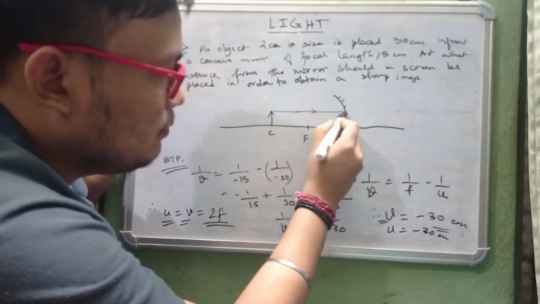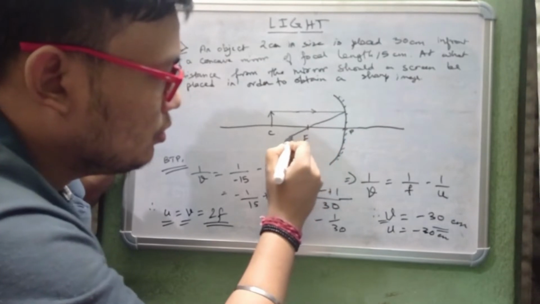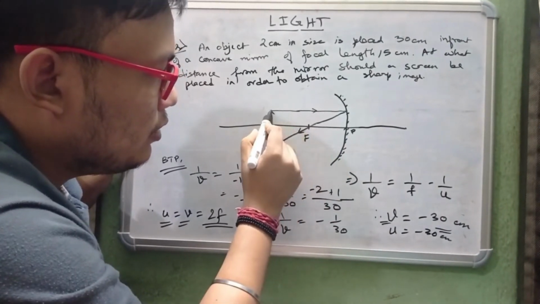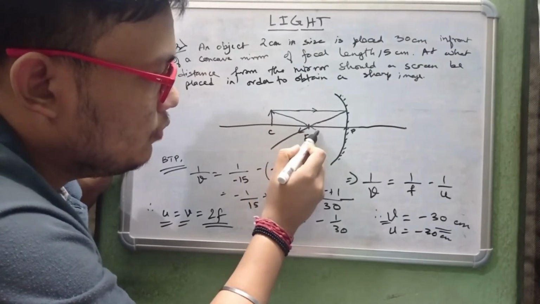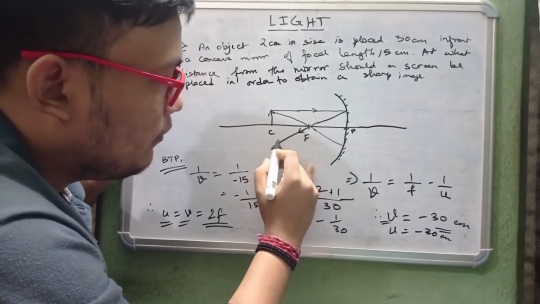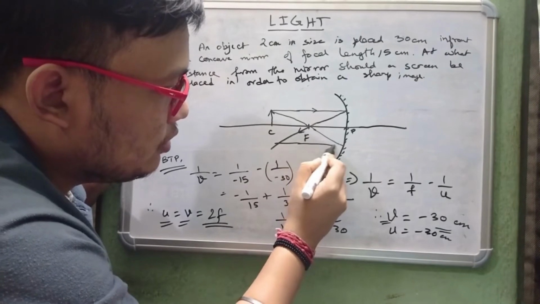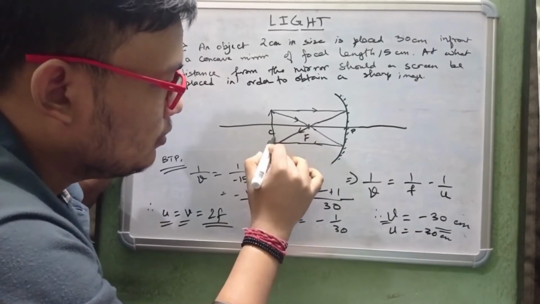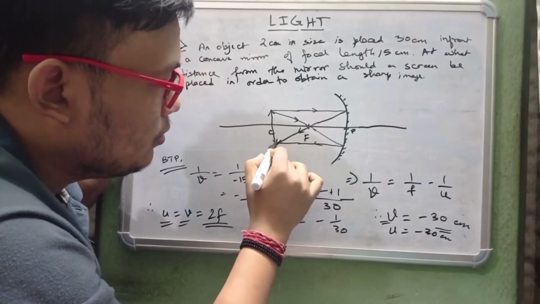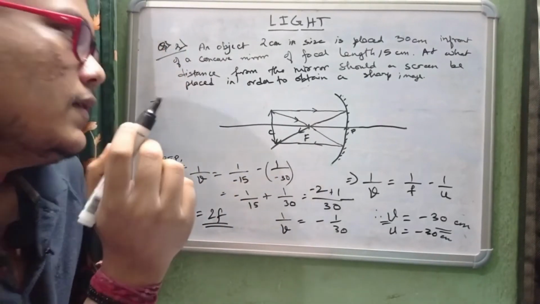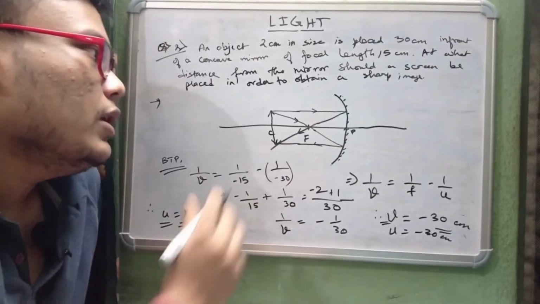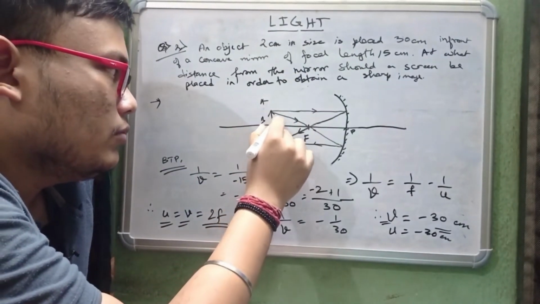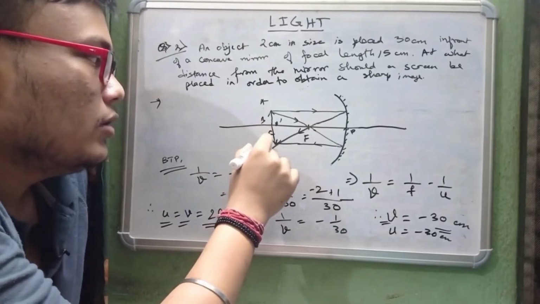So the first ray will be parallel to the principal axis. After reflection it will pass through focus, right? And the second incident ray will pass through focus, and after reflection will be parallel to the principal axis, right? So this is the required ray diagram. So the object is AB, and the image will be B bar, A bar, right?